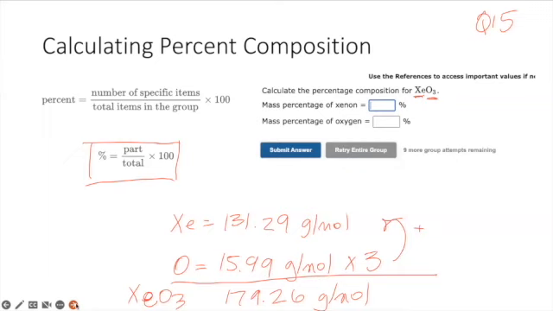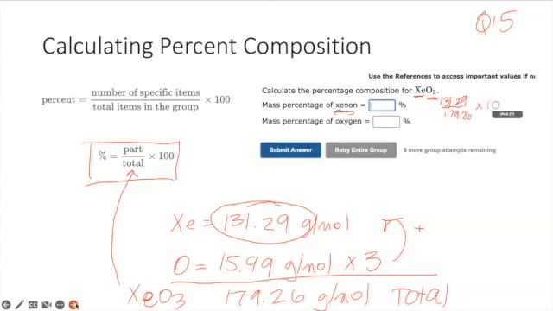All right, so now it's asking me what's the percent composition of xenon. So now I have my total, right? I can plug that in for my bottom. My part, in this case, it's looking for xenon. I can just plug in this guy.